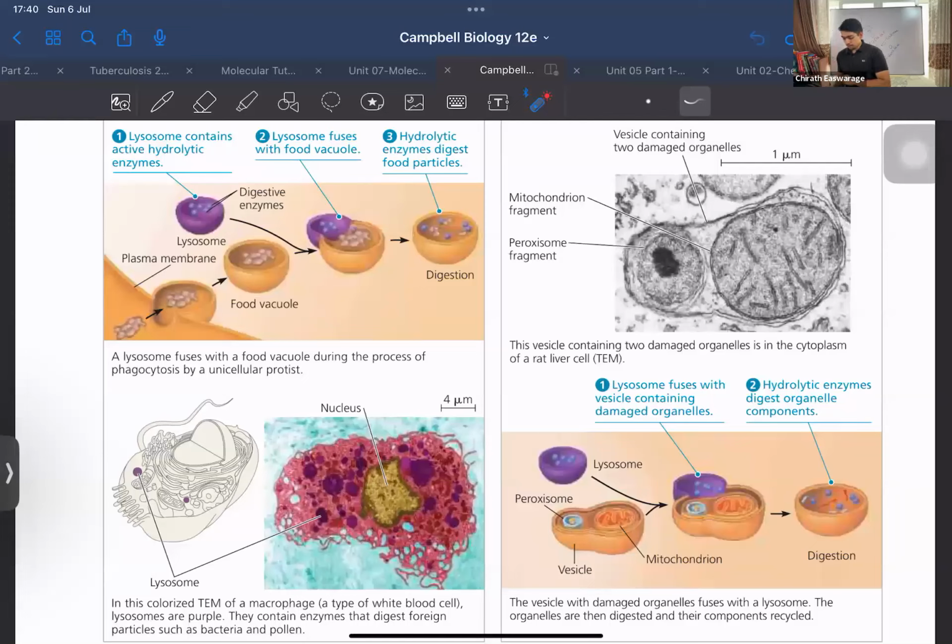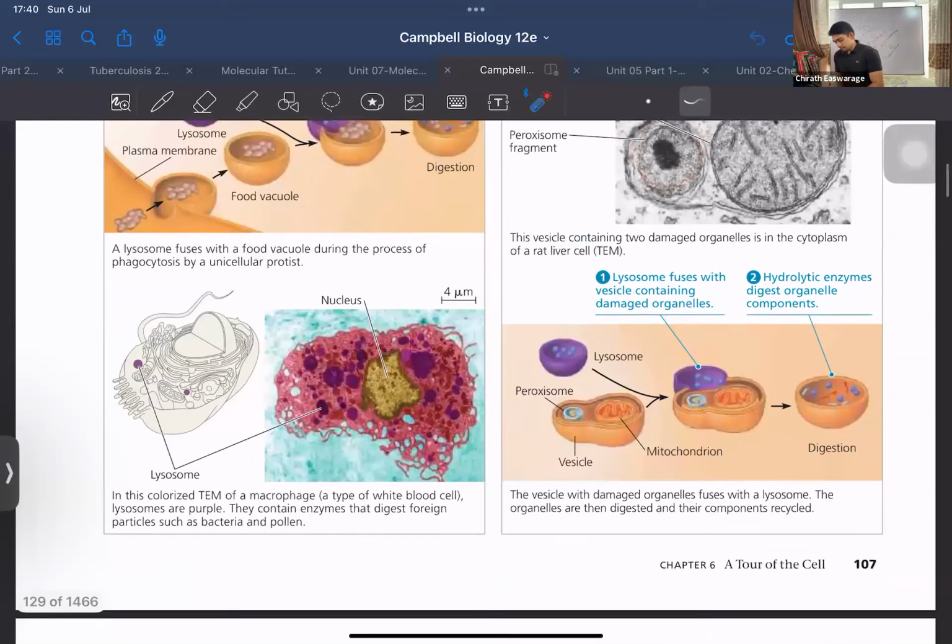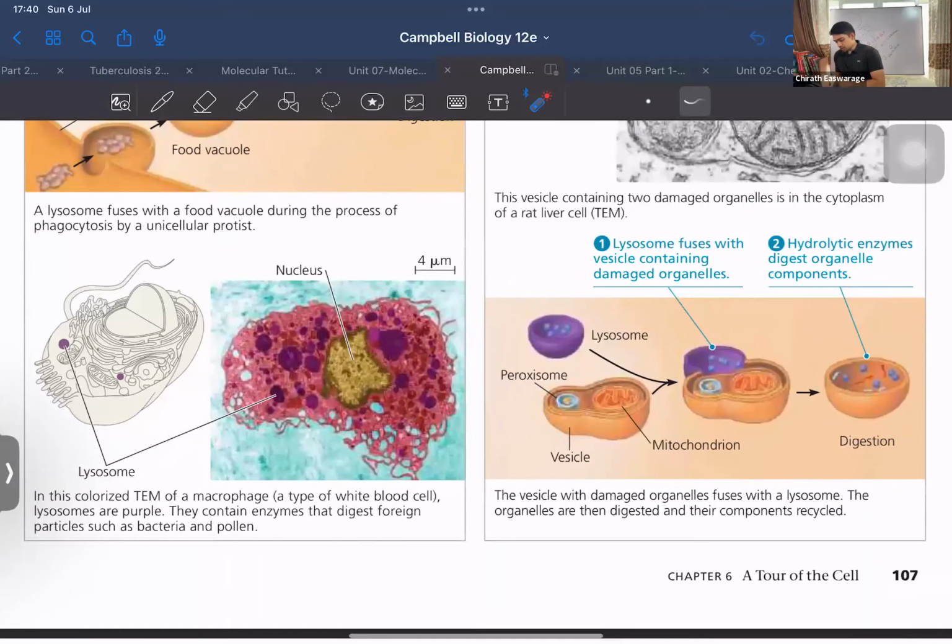What is it going to do? There's a lysosome coming, and it's going to bind with the mitochondria and digest it. The proteins and the other components of the mitochondria will be recycled by the cell, maybe to produce a new mitochondria. We don't know.